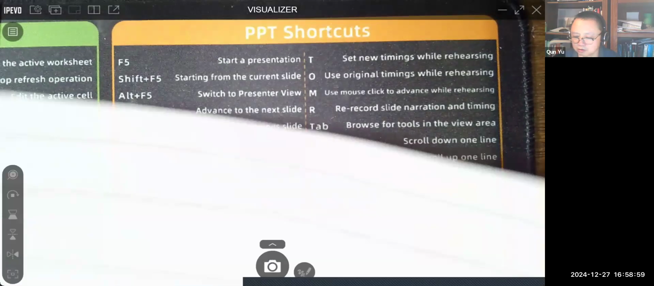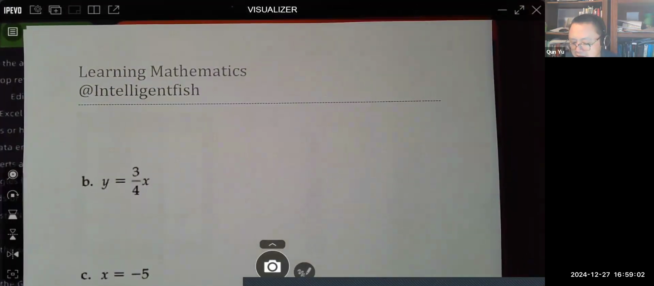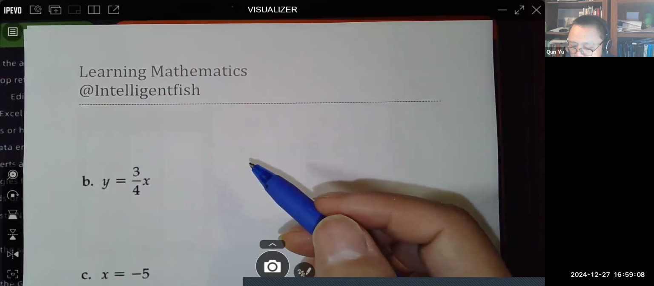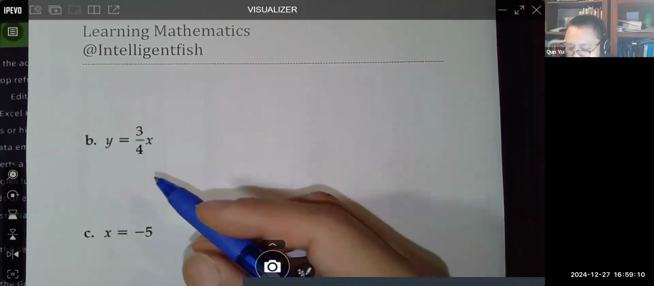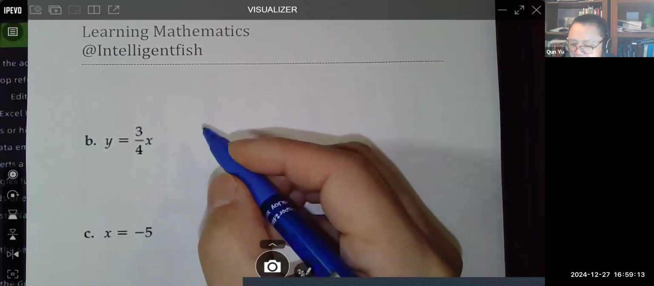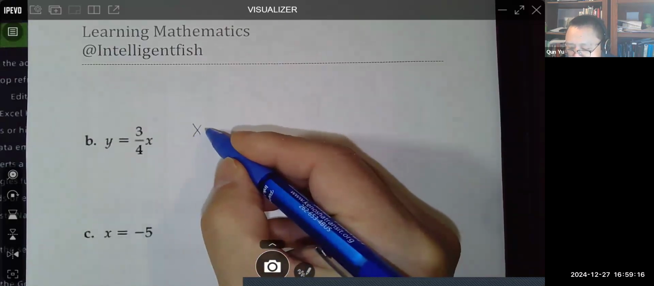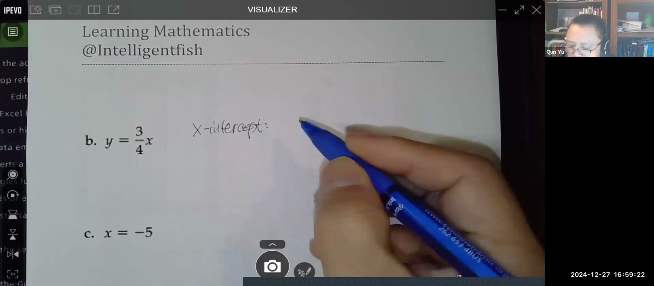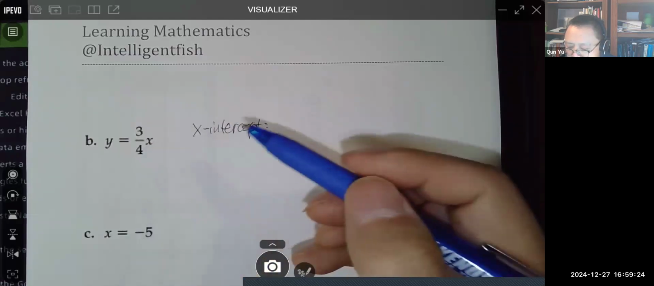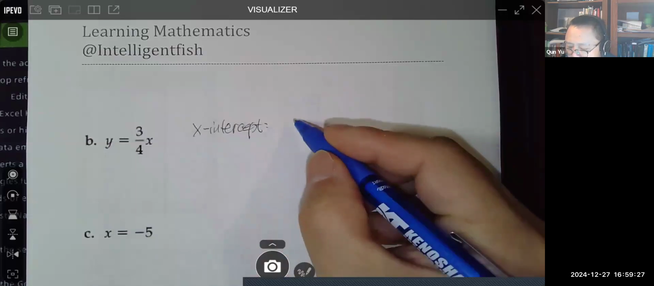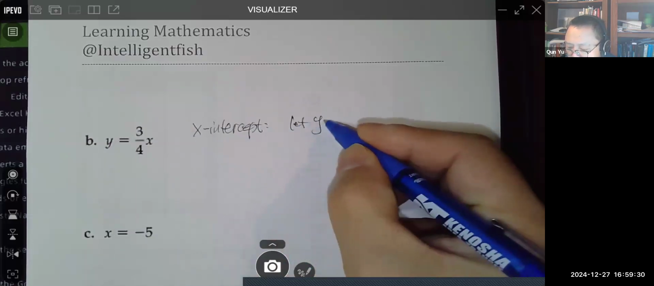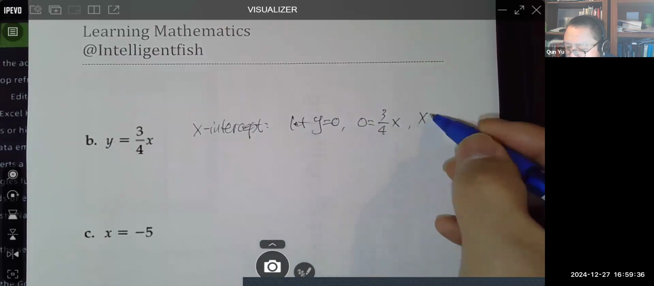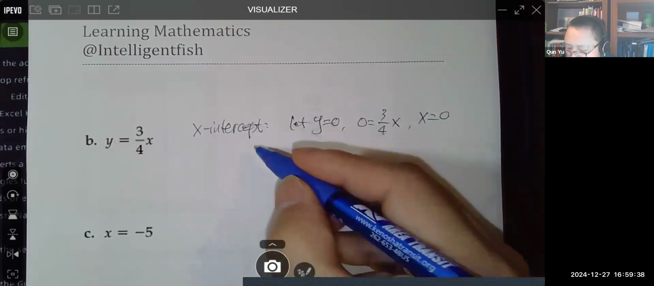And in the next one, we don't have that special structure, x, y on one side, number on the other side. But still, we can use the basic knowledge to do that. So first, to get the x-intercept, y has to be 0, right? So let y be 0, then 0 equals 3/4 x. Solve for x, x equals 0. So the x-intercept is (0, 0).